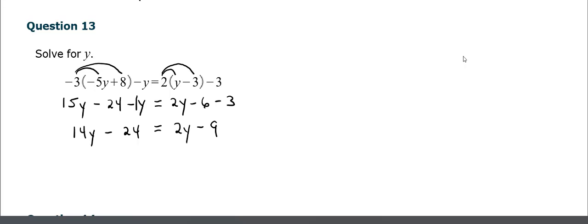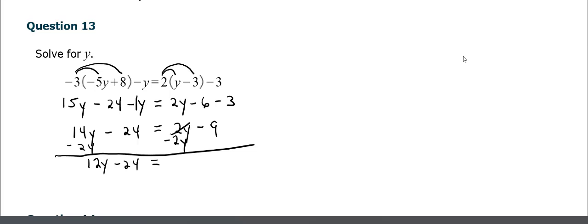And now you're going to isolate. So again, I choose to isolate my variable on the left hand side. So I need to eliminate the 2y from the right hand side by taking its opposite. So that gives me 12y minus 24 equaling -9. Next, I'm going to add 24 to both sides, because remember, you're isolating your variable. That gives me 12y equaling positive 15.